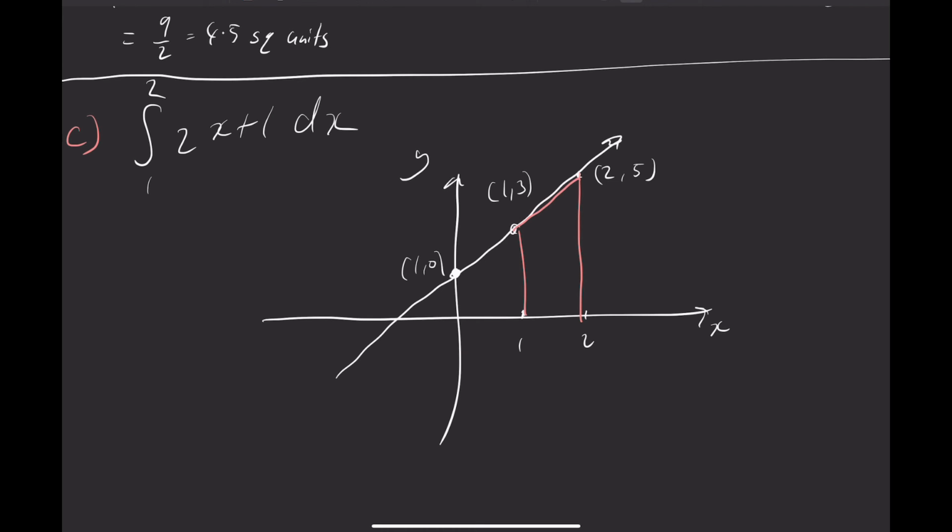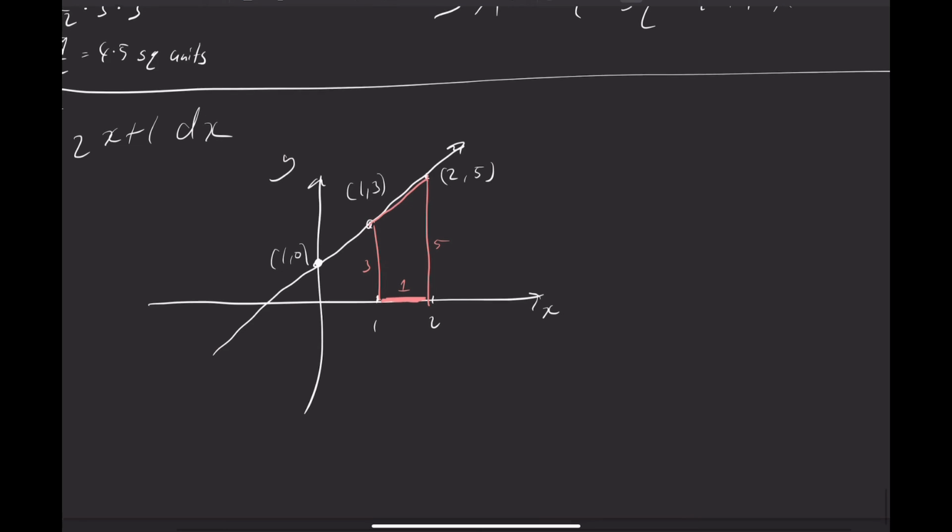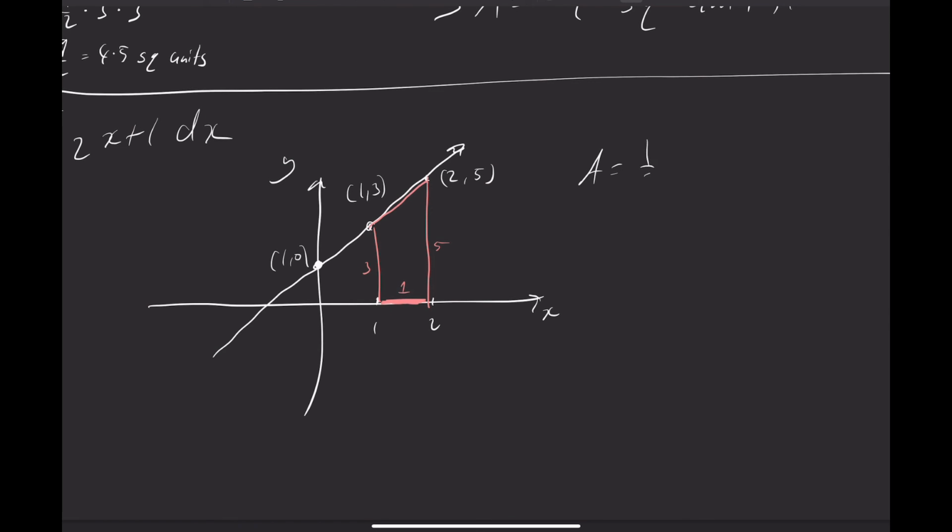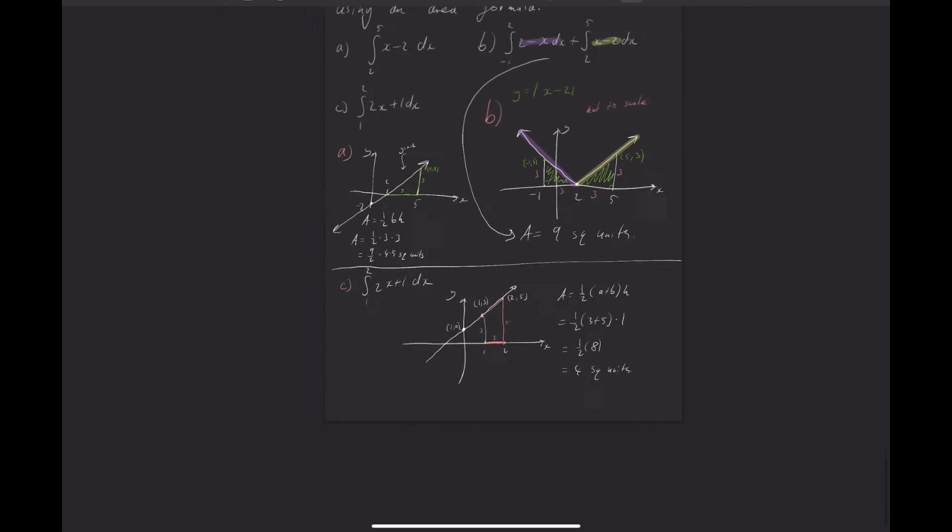So I've got a trapezium with top side 3, bottom side 5, and height as 1. So my area of a trapezium is 1/2 (a plus b) h. So this will be 1/2 times (3 plus 5) times 1, which is 1/2 times 8, which is 4 square units.